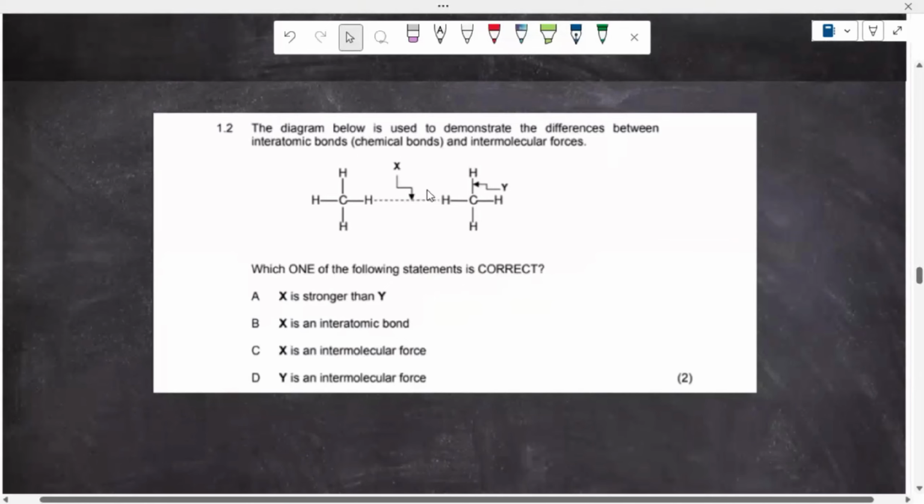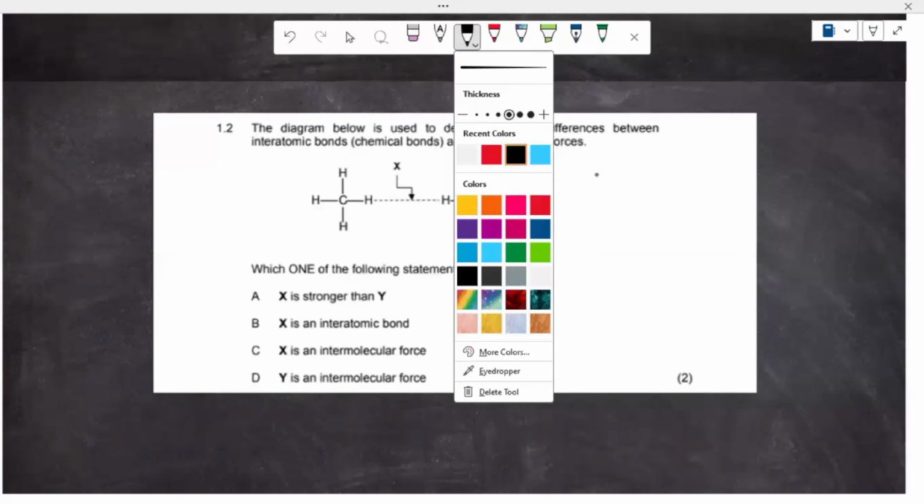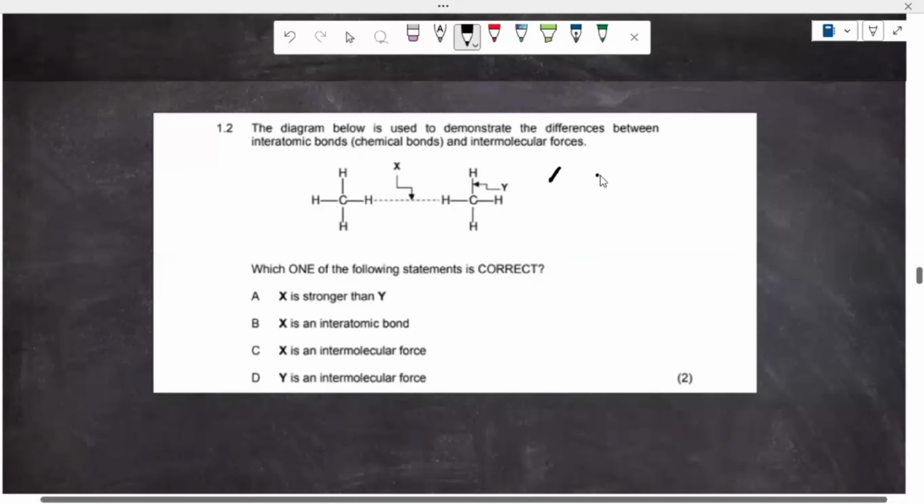Okay, X. So firstly, I want you guys to tell me what is X and what is Y. Which one is intermolecular and which one is intramolecular? So which one is a chemical bond and which one is an intermolecular force?